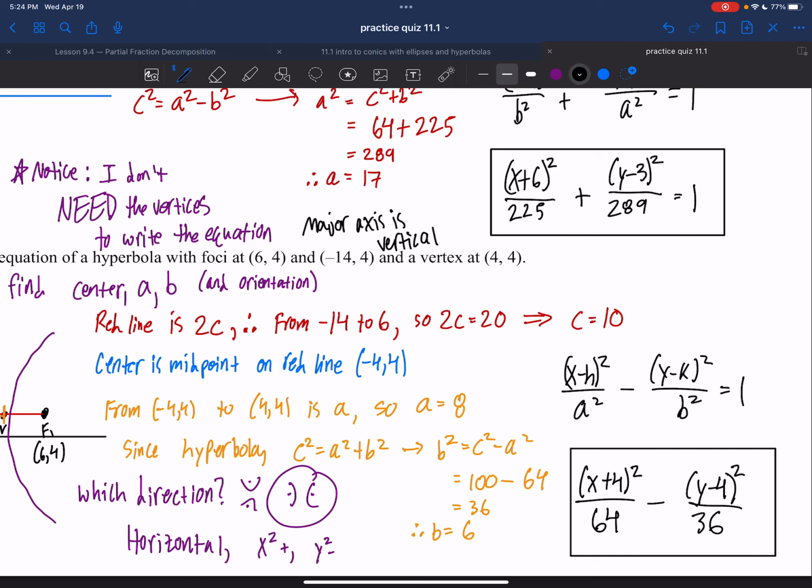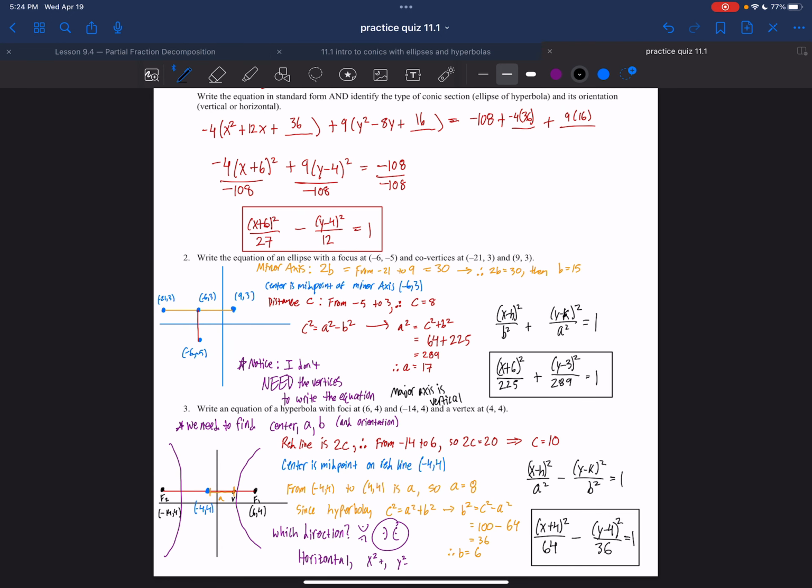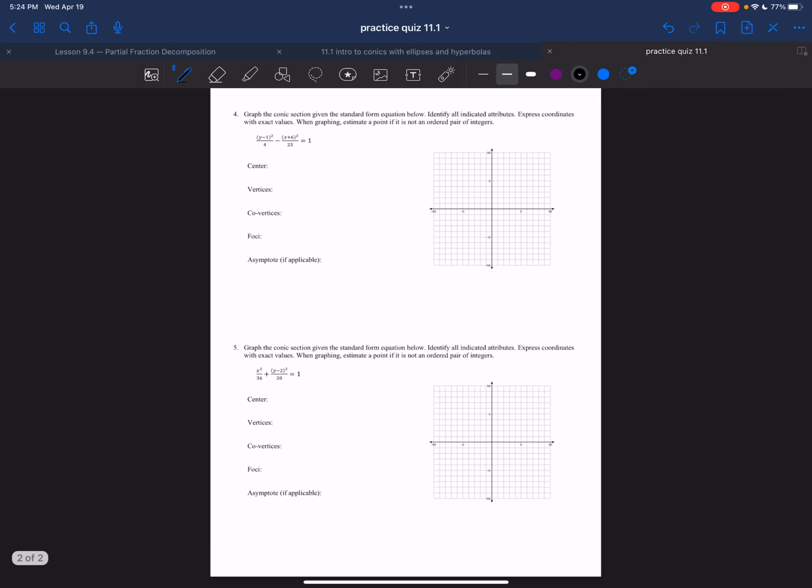Now again, notice these two problems probably took a little bit of time to explain and take some time to think through, and I know that. So that's why I'm not asking this twice. You're going to do one or the other. You're either going to write the equation of an ellipse given some features, or you're going to write the equation of a hyperbola given some features. It's going to be one or the other.